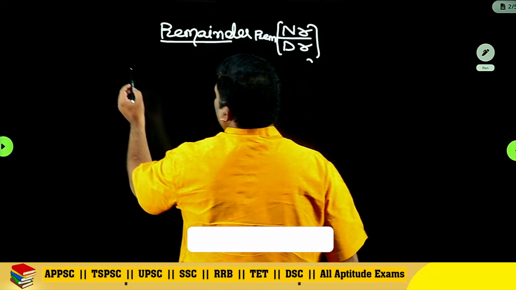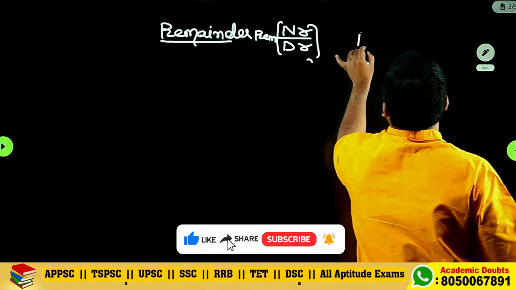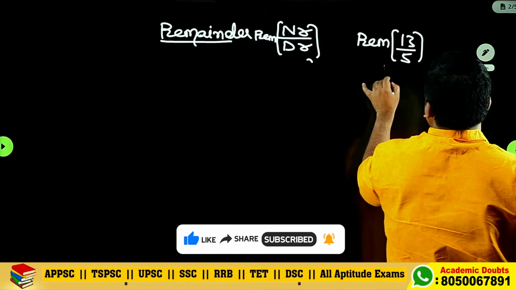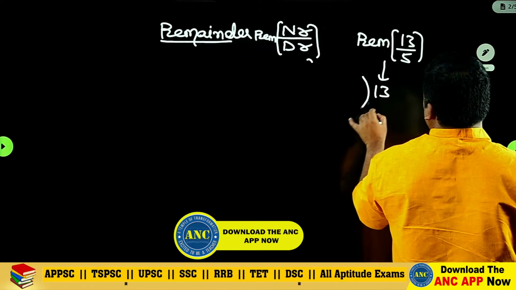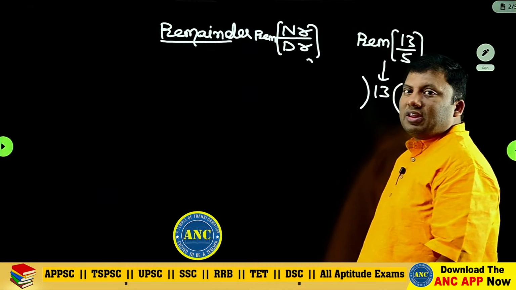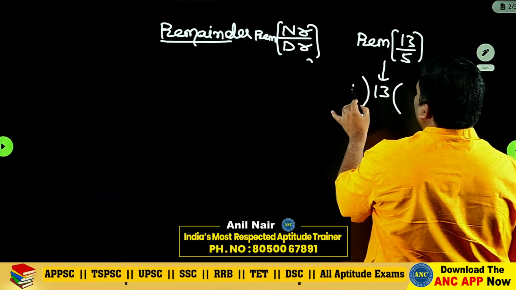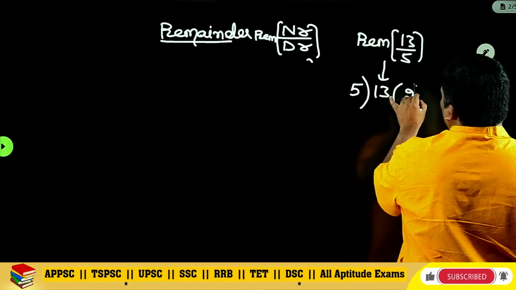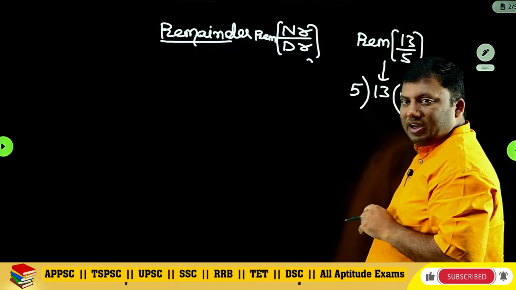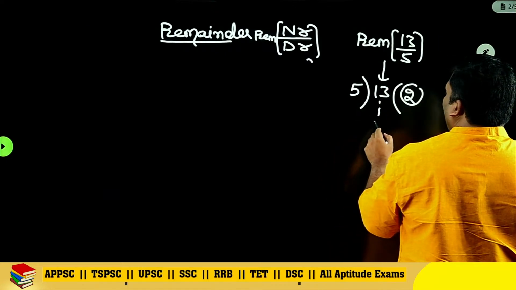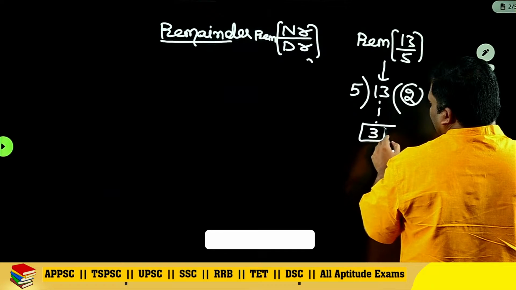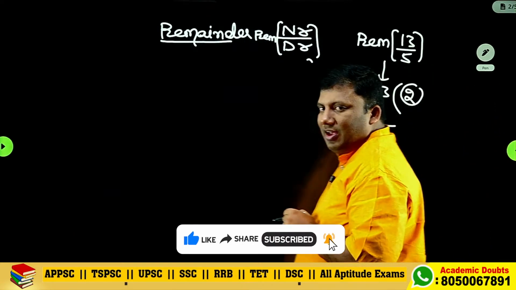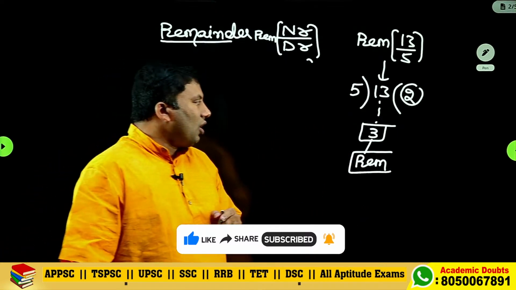Suppose, for example, 13 by 5, remainder of 13 by 5. The meaning of this line is: 13 is the dividend, the number which is getting divided. Whatever is there in the denominator is the divisor. 13 is getting divided by 5. 5 2s are 10. How many times the divisor will divide the dividend, this is the quotient. What is left over, that is the remainder. Whatever is left over is called the remainder.